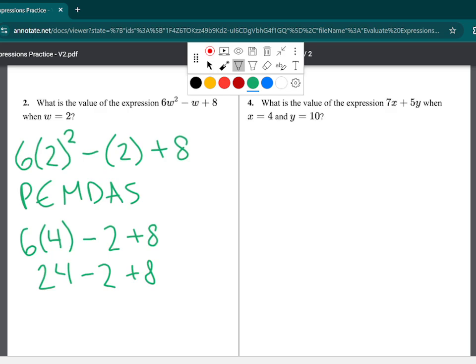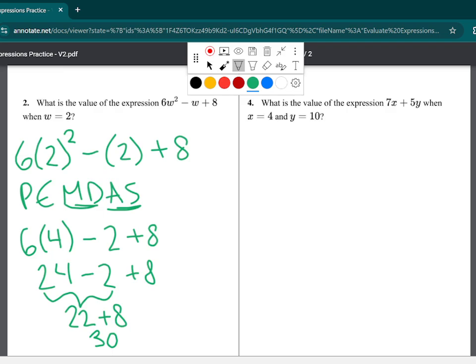Now remember earlier in the year when we were talking about PEMDAS, multiplication and division, and addition and subtraction are on the same level. So here, because subtraction happens first, in order from left to right, we're going to do the subtraction before the addition, because if there are only things on the same level, we just go left to right. So 24 minus 2 is 22, plus 8, 30.